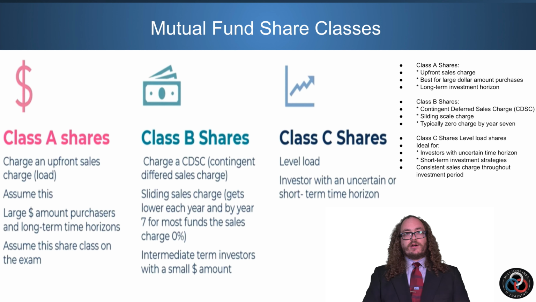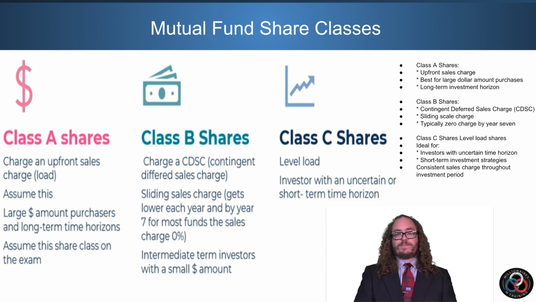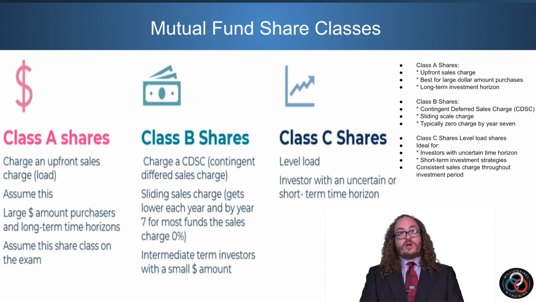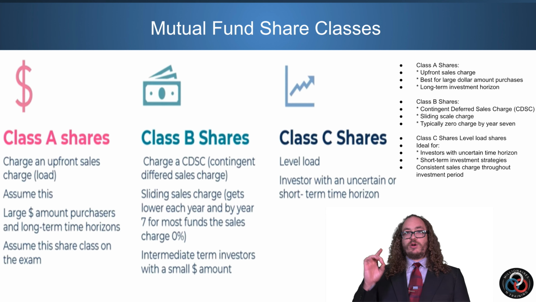With a Class B share, it charges a contingent deferred sales charge, or a CDSC, which works like a sliding sales charge, declining. It gets lower each year that you hold the fund longer and longer until eventually it declines to zero. Usually by year 7, that Class B share has a sales charge of 0%.